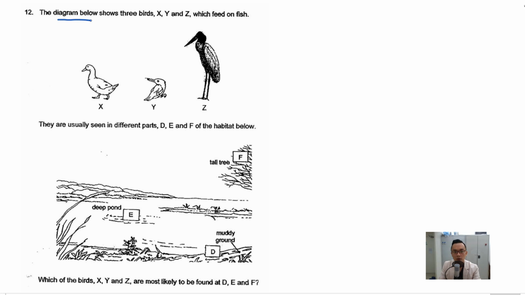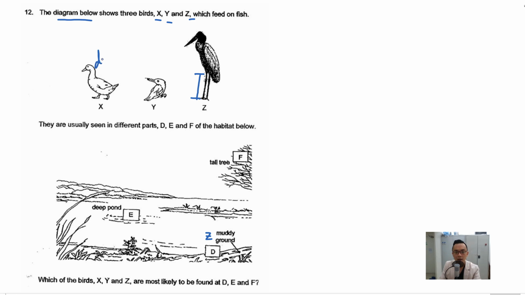Okay, so the diagram below shows 3 birds, X, Y, and Z, which feed on fish. So again, if you see this kind of X, Y, and Z, be very, very careful. Always try and label and put it into the diagram itself. Okay, so let's look at Z. So Z has tall legs. So tall legs usually like to stand on muddy ground. Okay, so they can stand up and they can see the fish. So I'll put Z over here.